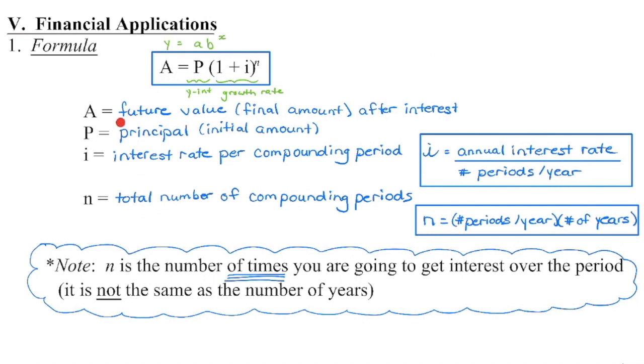So A stands for the future value. How much money will you be paid after that interest is calculated in there? One thing you have to remember is we always calculate i, we always calculate n. n is not the number of years that it's in there. n is the number of compounding periods. So it's how many times you are going to be paid interest.